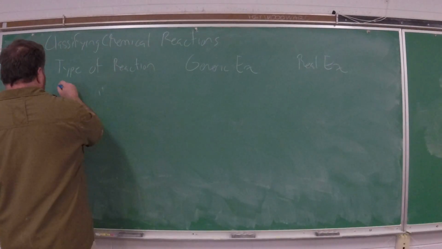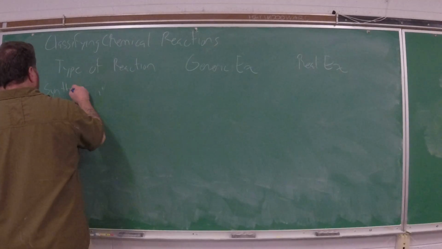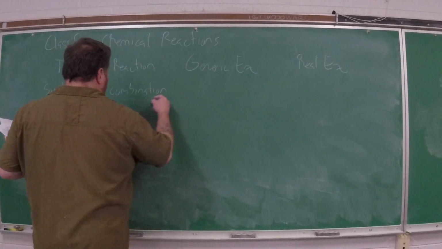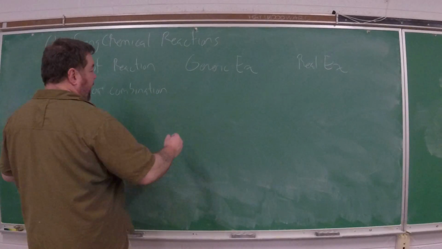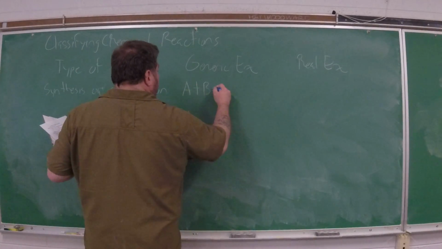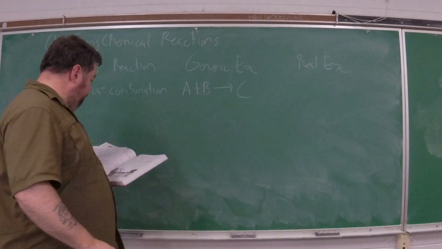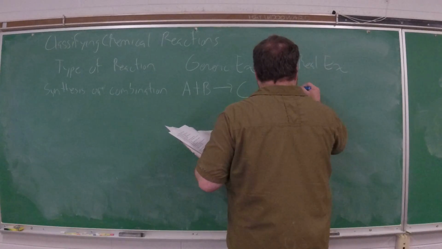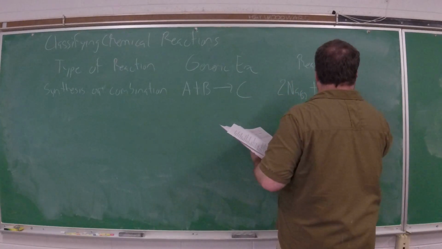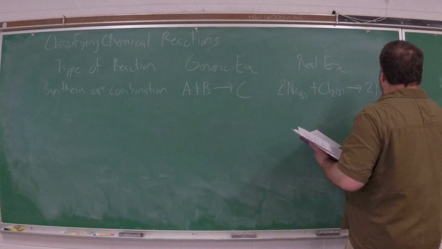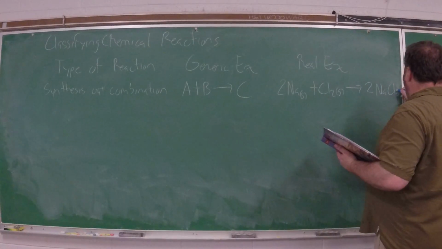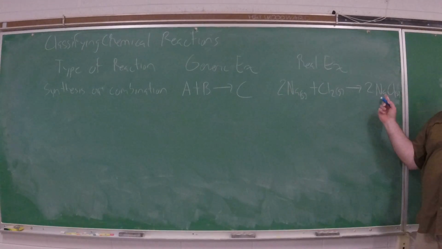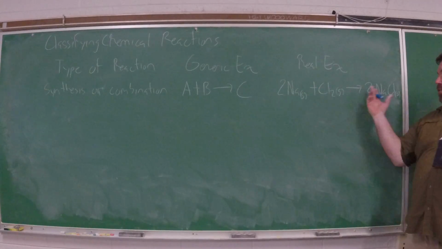So first we're going to have synthesis or combination reaction, same thing. Synthesis or combination, just what it says. We're going to have A plus B, they're going to combine, you're going to form C. For a real example, we had this on the board earlier. It doesn't matter that there's two of them. It's A plus B equals C. Combination reaction. We're combining sodium and chlorine.